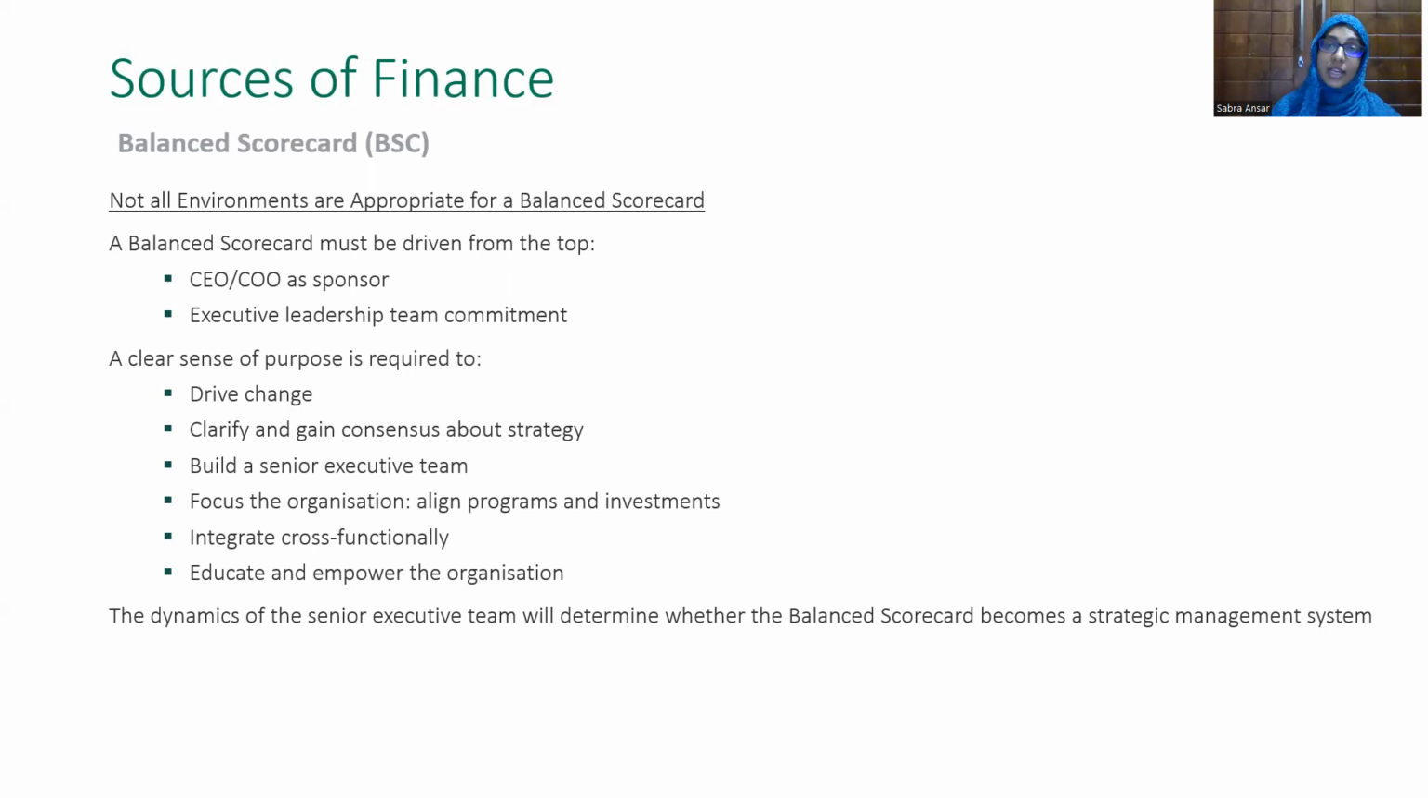Another very important thing is to integrate cross-functionality, and to educate and empower the organization. That is very important. And the dynamics of the senior executive team in determining whether the balanced scorecard comes from a strategic management system will be very important as well.